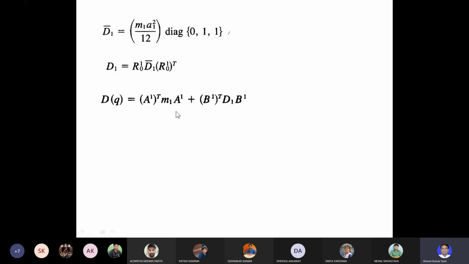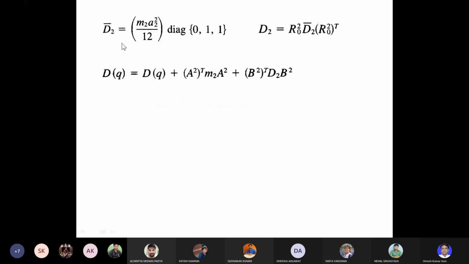Okay. Second, what you have done, you have obtained the inertia tensor of the second link with respect to the second end of the link, D2 bar, and next you have obtained the inertia tensor of second link with respect to the base frame. Okay, so now you calculate overall inertia tensor of link 1 and 2, that is D1 D2 cube will be equal to the D1 cube plus this equation A2T M2 A2 plus B2T D2 M2.